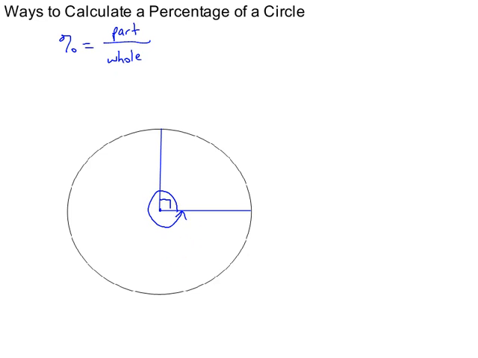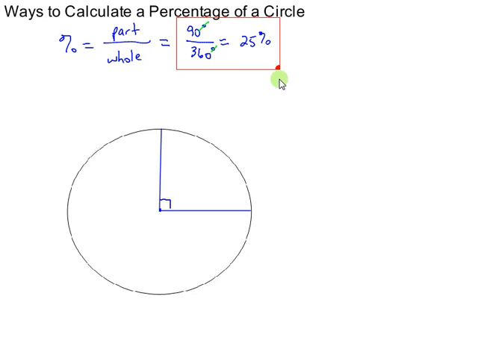So in this example, the part is an angle and the whole is the entire angle. So you would take 90 degrees divided by 360 degrees, and notice how the units are the same, so they cancel. 90 divided by 360 is 1/4, or 25%. Okay, so that's one way to calculate a part divided by a whole.